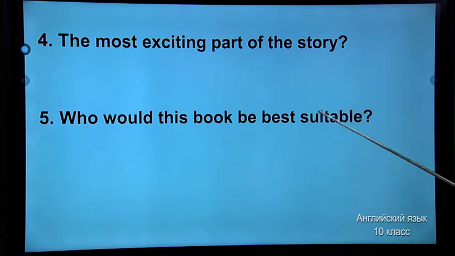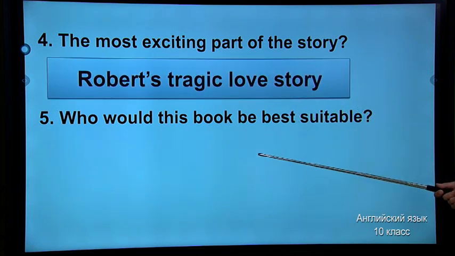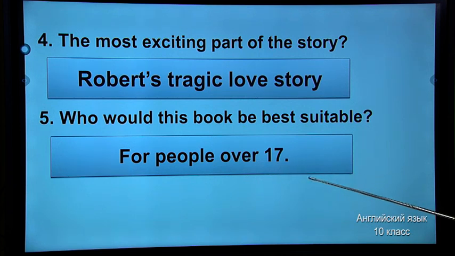The fourth, the most exciting part of the story. It is Robert's tragic love story. Fifth, who would this book be the best suitable for? People over 17.